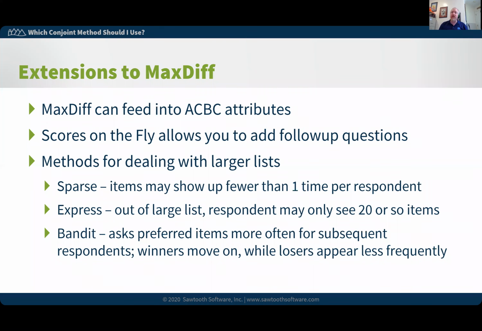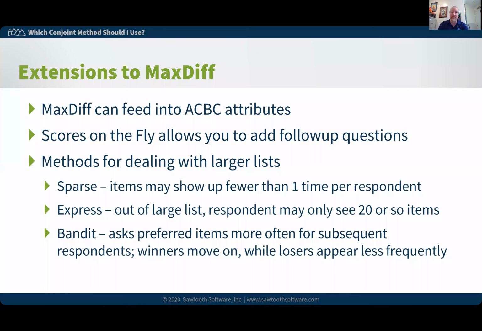There's different ways that you can deal with larger lists. So typical MaxDiff, like I showed you before, works well if you've got 20 or 30 items, not so well when you've got 100 items. So there's a couple ways that you can deal with that. You can do what's called a sparse or an express MaxDiff, where we're either just showing each item a small number of times and then relying on large sample to overcome it.